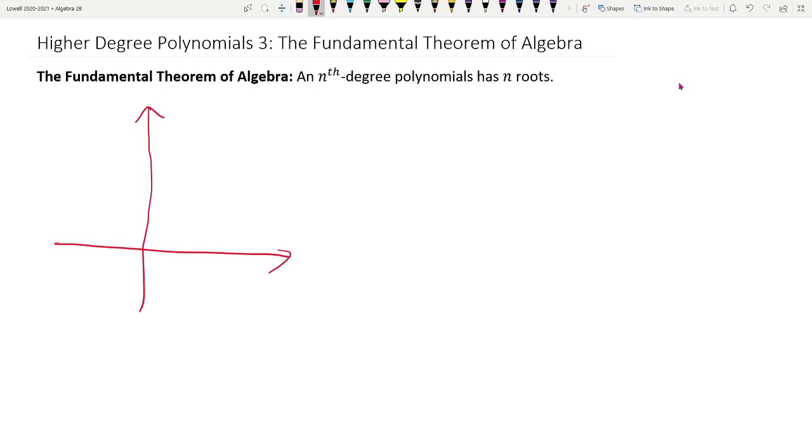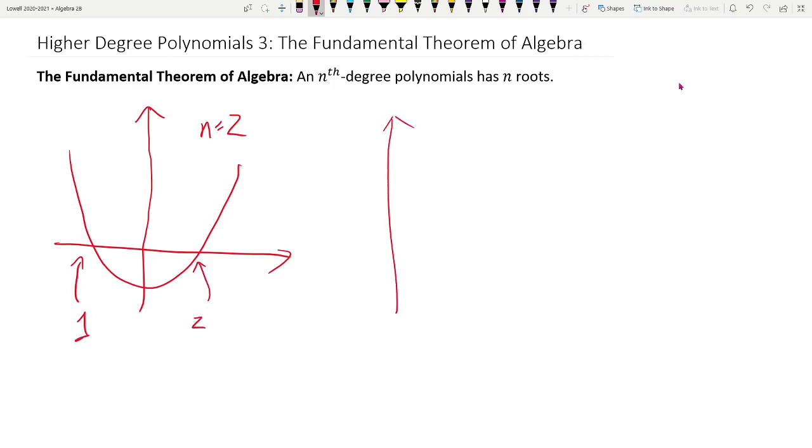So let's pretend I have this function here. This is a parabola, quadratic. A typical quadratic has two roots. So in this case, n is equal to 2. That's a second degree polynomial. There's two roots. We got one right there. We have a second one right there.